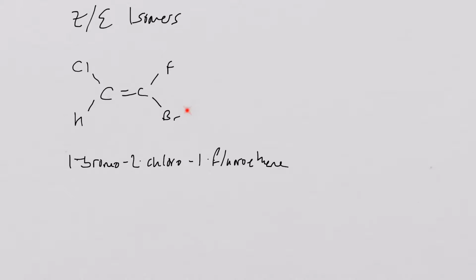If we were to swap these two around, would that make something new? The answer is yes, because remember we've got restricted rotation around this. So let me just select all that again and put it over here. But like I say, what I'm going to do is swap these two round. So I'm going to take a fluorine and put it here, and a bromine and put it here. They're both still clearly 1-bromo-2-chloro-1-fluoroethene, but they are both clearly different.